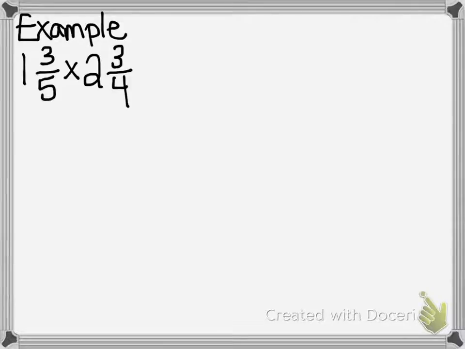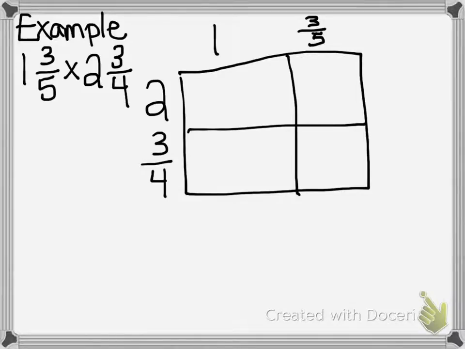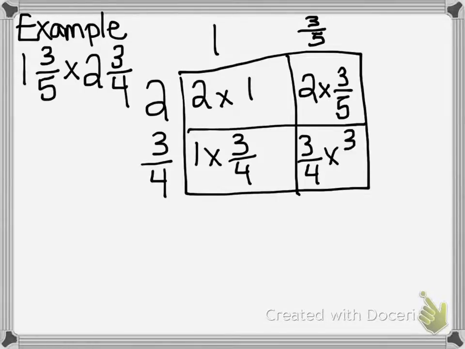Remember, the very first step is to create your box and label it. 1 3/5 and 2 3/4. The second step is to fill in our box, multiplying each of the numbers together. 2 times 1, 1 times 3/4, 2 times 3/5, and 3/4 times 3/5. We will then multiply them together.